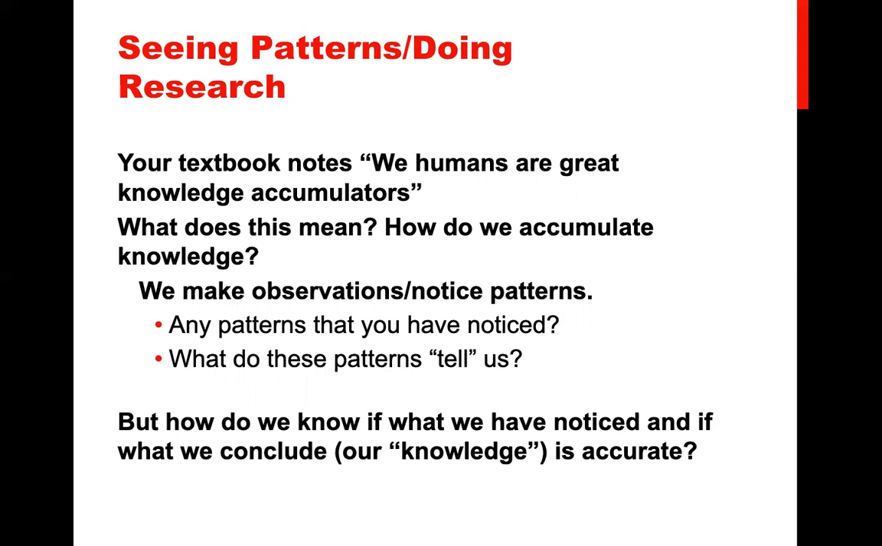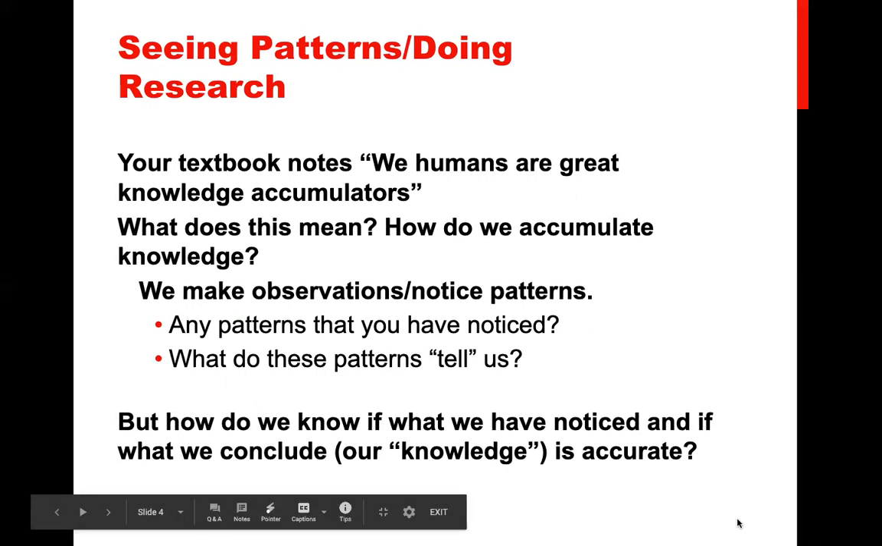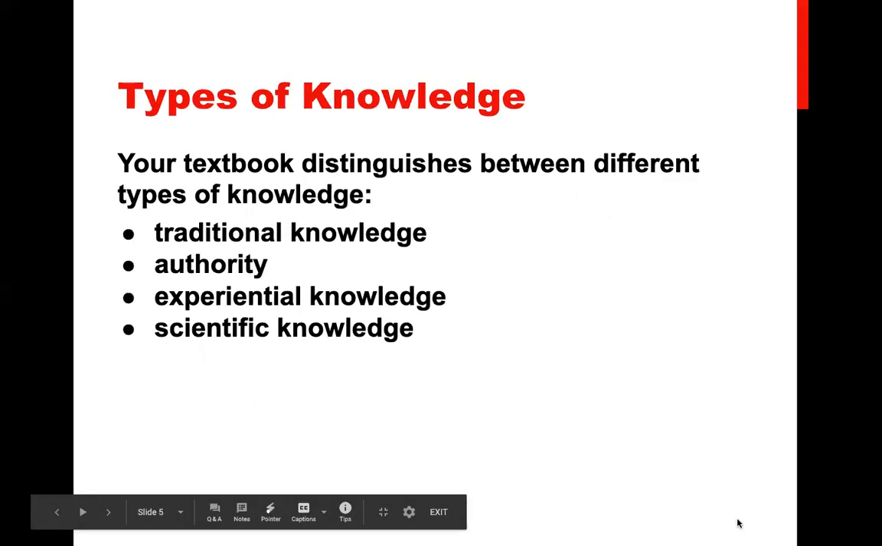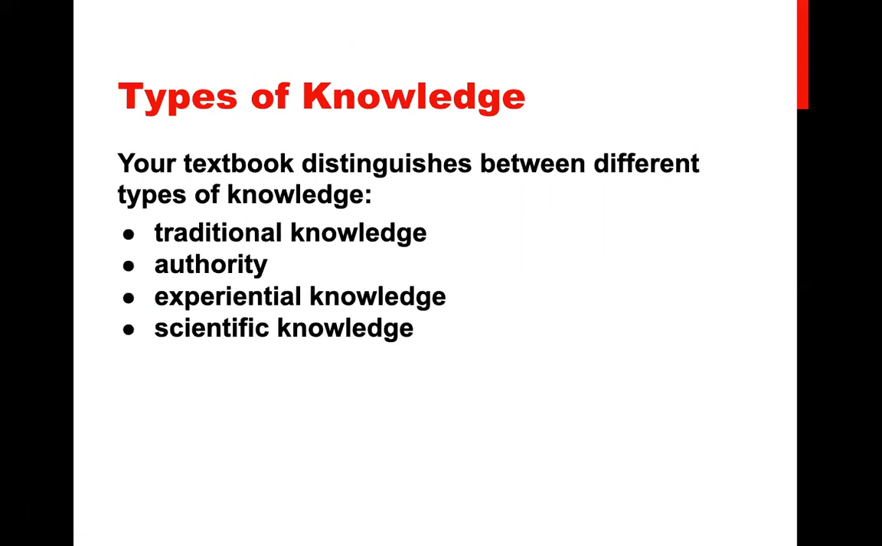And we feel like these patterns that we notice and these interpretations that we create tell us something about the society that we live in. We have created this knowledge. Before we consider this question about how do we know if this knowledge is accurate, let's clarify that there are different types of knowledge, and your textbook distinguishes four.